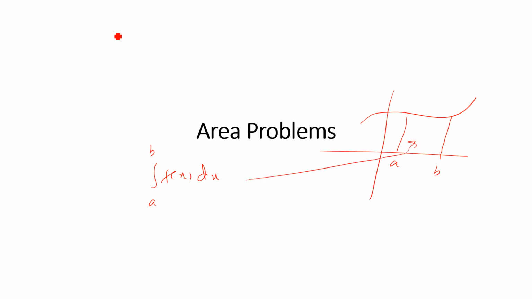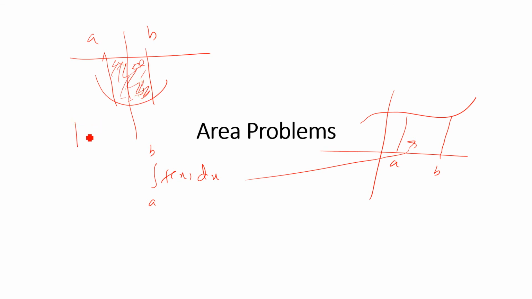But if our curve lies below the x-axis, then what is going to happen? Here is a, here is b. This will give us the negative of this area, because every value of y here is negative. Every value of the function in this interval is negative, so this will give us the negative value of this area. So if we are required to find the area, we have to take the absolute value of this integral from a to b of f(x), right?